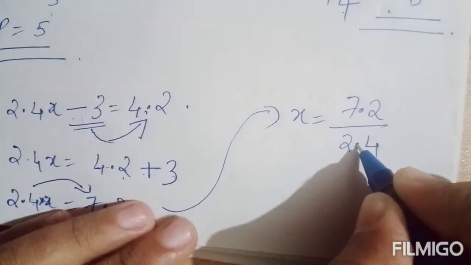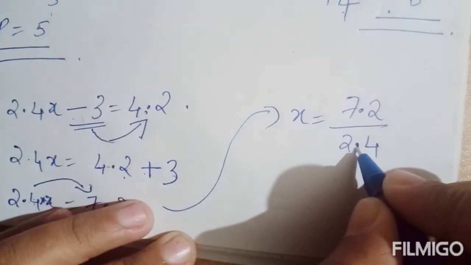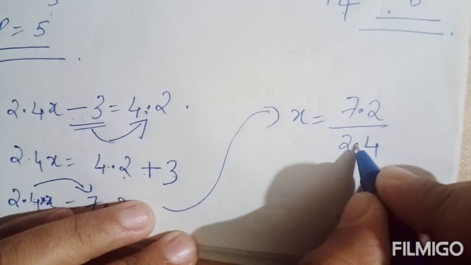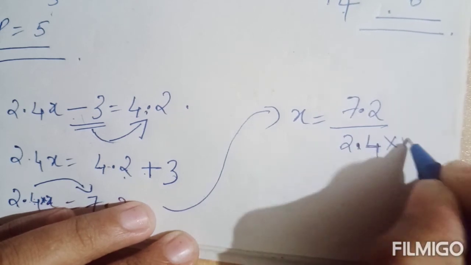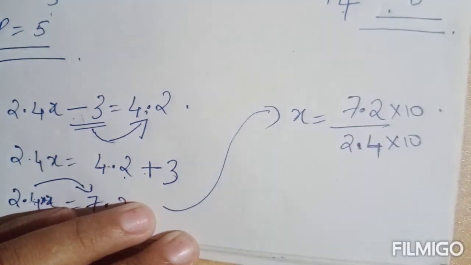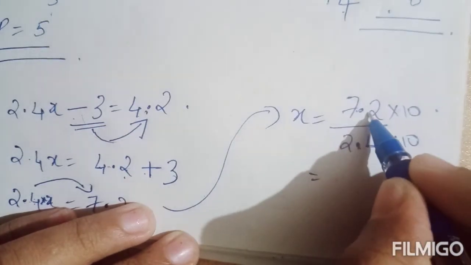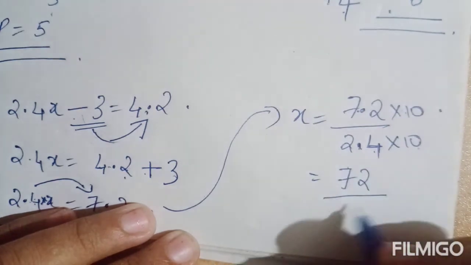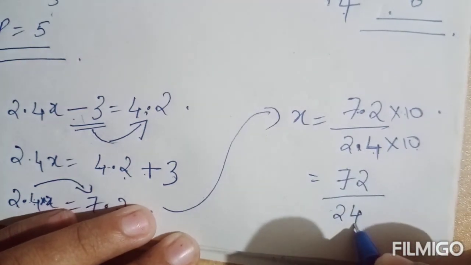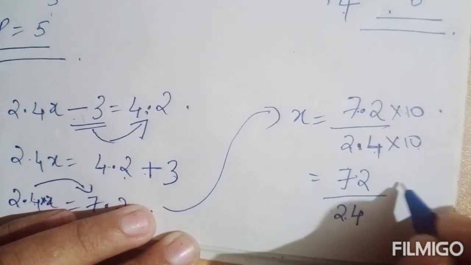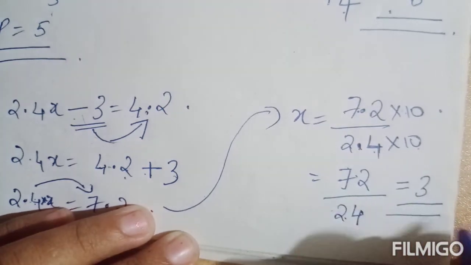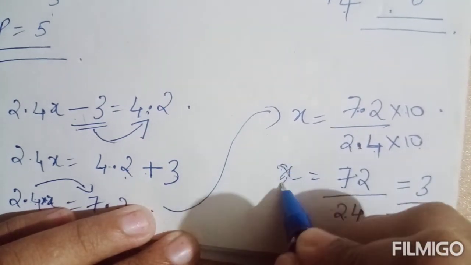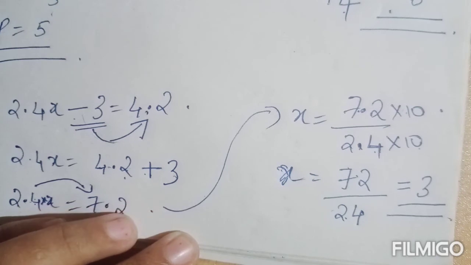So we have to remove this decimal. Okay, in the denominator after point 1 digit is coming, so multiply both numerator and denominator by 10. Equal to 7.2 into 10, it is 72, by 2.4 into 10, it is 24. Okay, 72 divided by 24, it is 3. So x value, it will be 3. x equal to 3 is the answer.